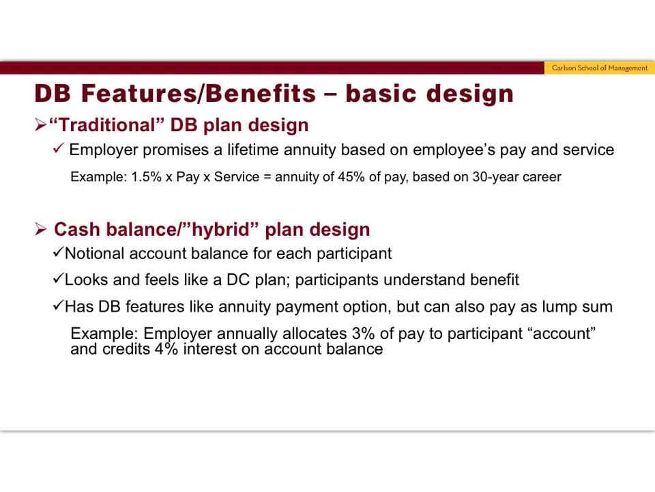We're now going to talk a little bit about basic DB plan designs. In a traditional DB plan, the employer promises a lifetime annuity based on the employee's pay and service history. For example, suppose the benefit formula is 1.5% multiplied by an employee's final average pay and multiplied by their years of service. For an employee with 30 years of service at retirement, this would provide an annuity equal to 45% of their average pay. Combined with their Social Security annuity income, this will provide a substantial replacement of their pre-retirement earnings.